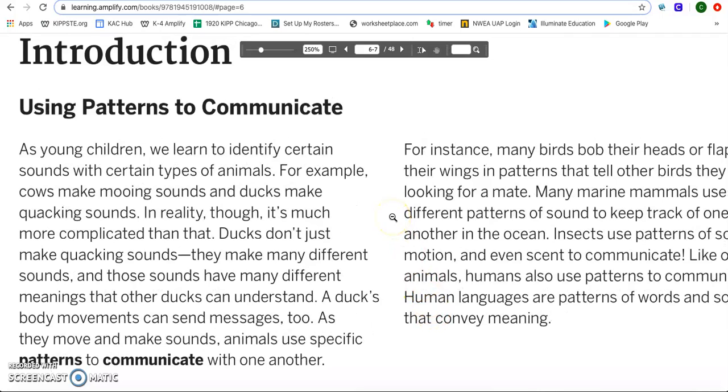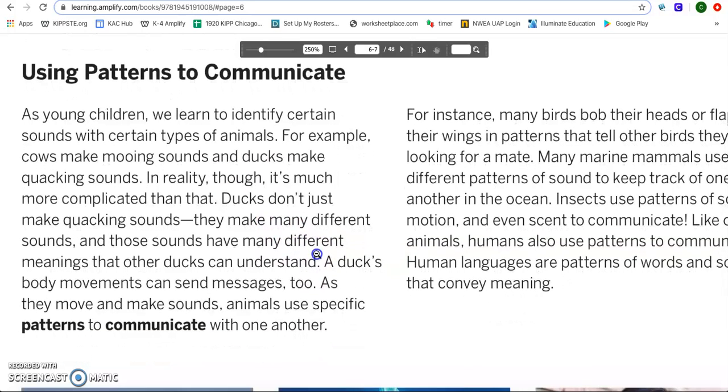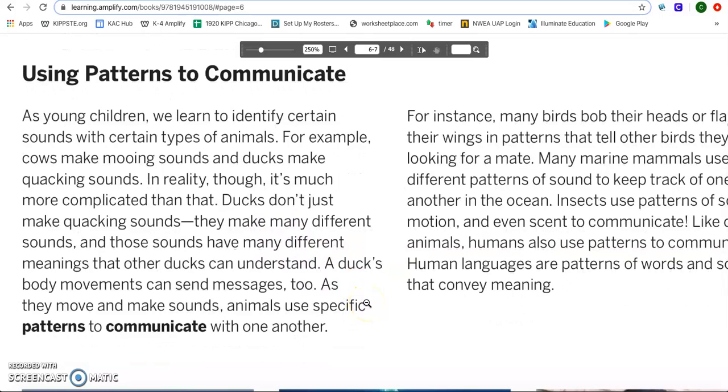Using patterns to communicate. As young children, we learn to identify certain sounds with certain types of animals. For example, cows make mooing sounds and ducks make quacking sounds. In reality, though, it's much more complicated than that. Ducks don't just make quacking sounds. They make many different sounds, and those sounds have many different meanings that other ducks can understand. A duck's body movements can send messages too. As they move and make sounds, animals use specific patterns to communicate with one another.